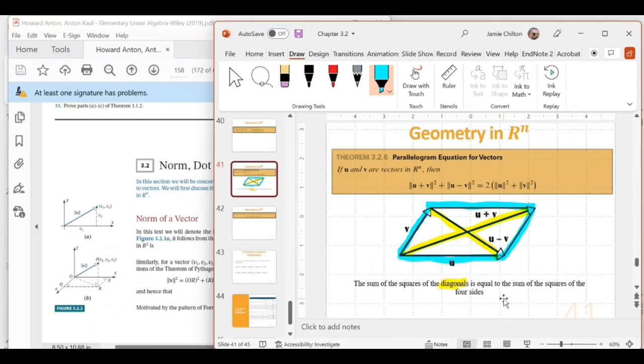I've written it down here for you. This is going to be the four sides. Basically, the sum of the squares of these two diagonals in yellow: if I square both of those and add them together, that is equal to what I would get if I took the squares of the four sides and added those up. It's just letting you know that those things are equal. And that is your parallelogram equation for vectors.